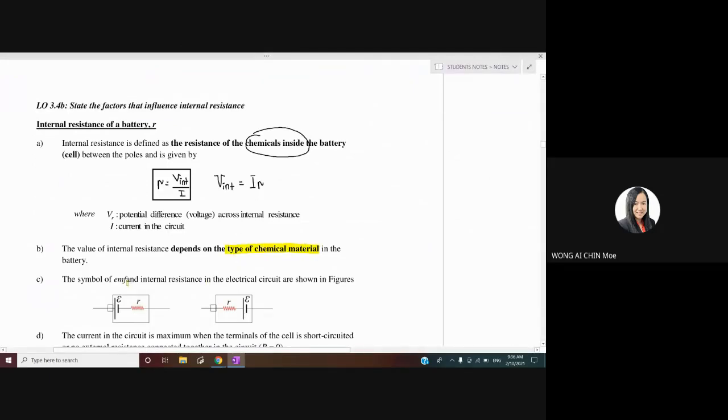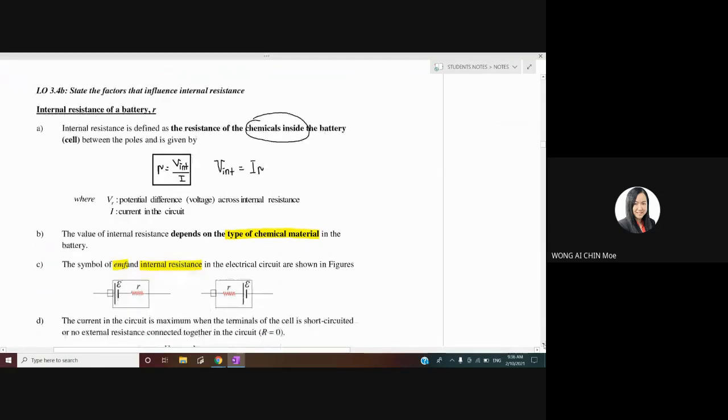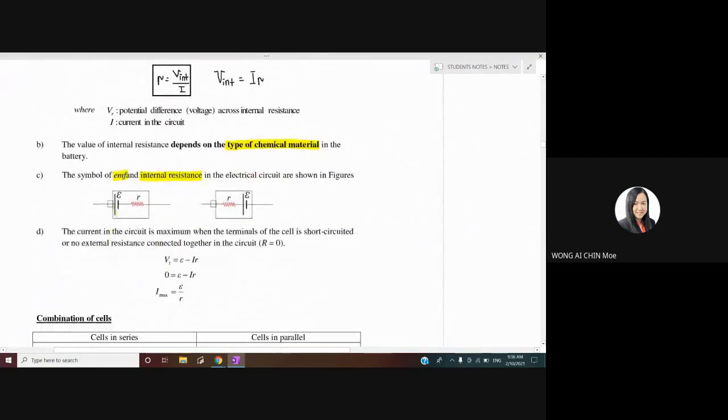And the symbol for our EMF and also internal resistor, we can draw like this. You can draw the internal resistor on your left, or you can draw your internal resistor on your right. Either one, both are the same. You can draw it either on your right hand side or on your left hand side. So this is the symbol.